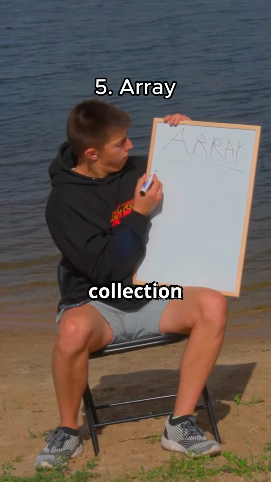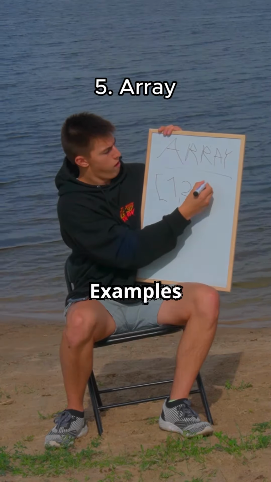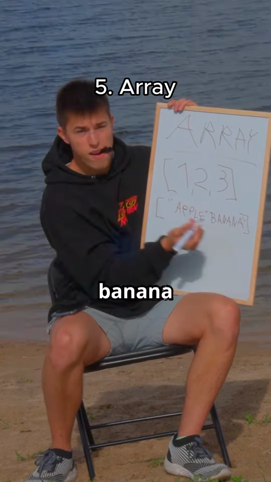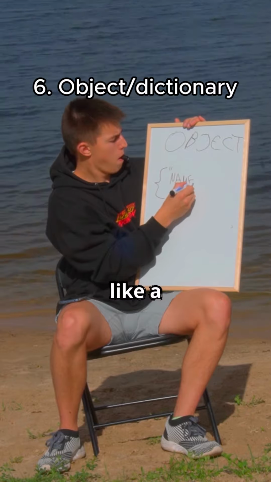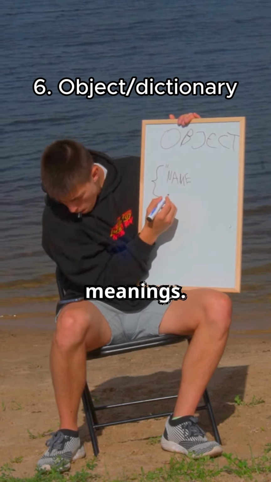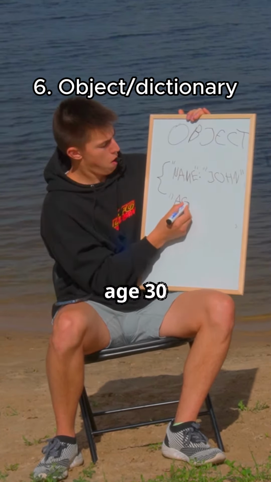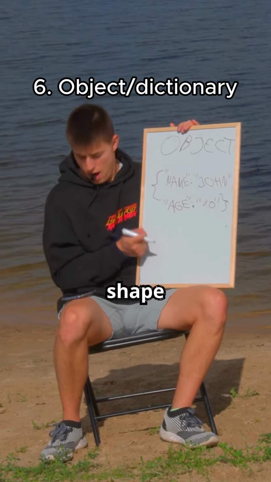Array: picture a collection of items like a shopping list. Examples: [1, 2, 3], ["apple", "banana", "cherry"]. Object, dictionary: think of this as a container for different things, like a dictionary with words and their meanings. Examples: {name: John, age: 30}, {color: red, shape: circle}.